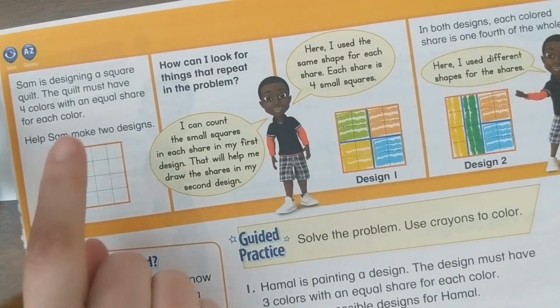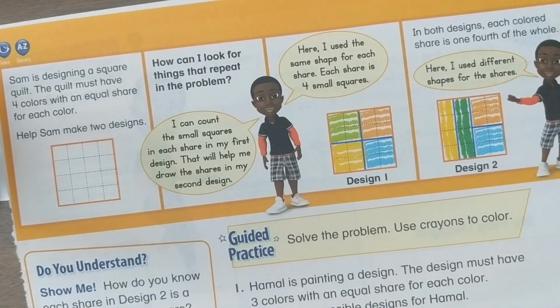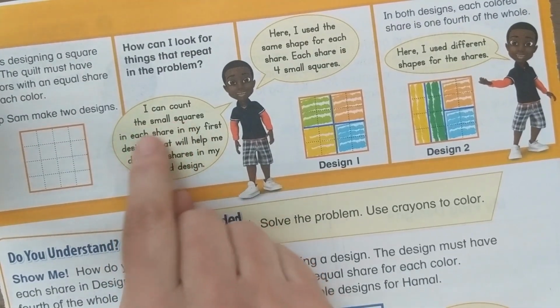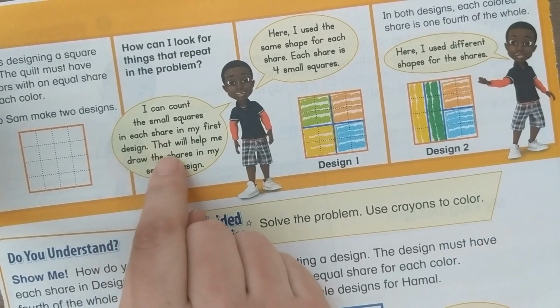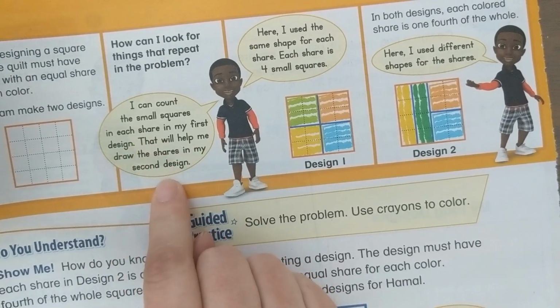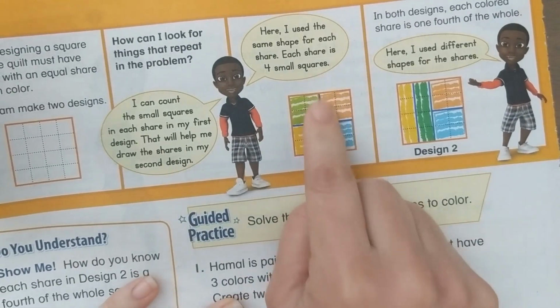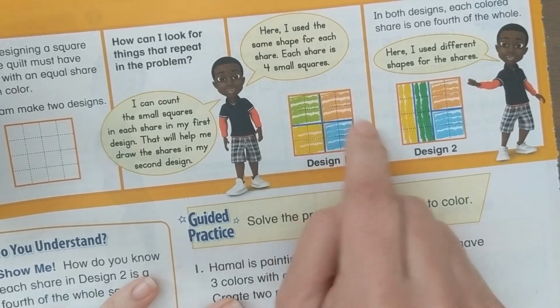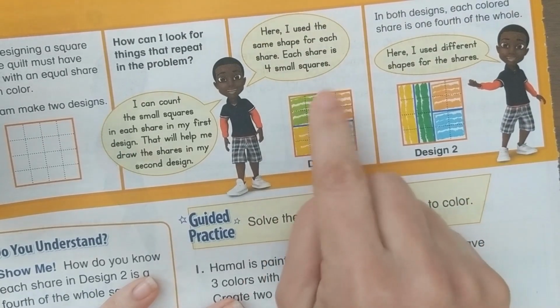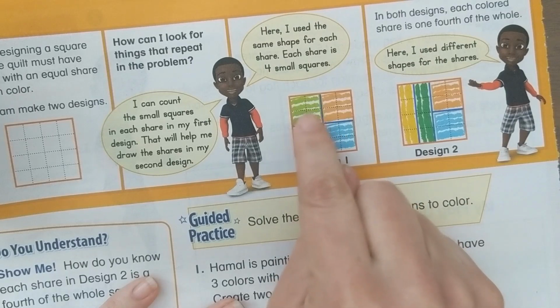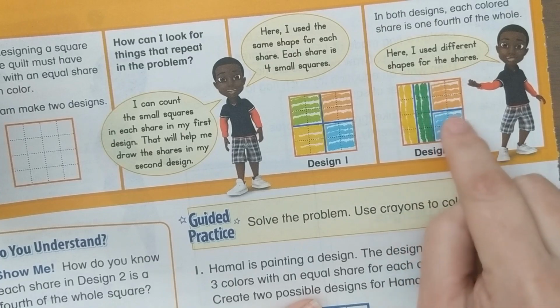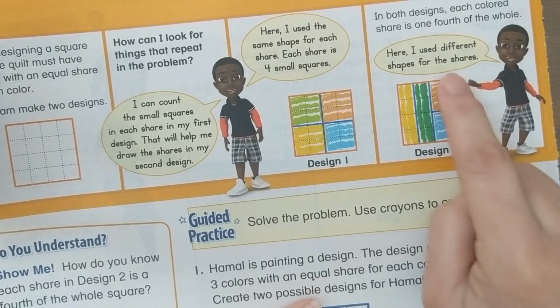Sam is designing a square quilt. The quilt must have 4 colors with an equal share for each color. Help Sam make 2 designs. So he says, I can count the small squares in each share in my first design. That will help me draw the shares in my second design. So the first one was the simple way where he had them be the same shape so that way he can count the boxes easily, and he knew that there was 4 to make it equal. So then on this design, he knew he just had to have 4 boxes for each color.